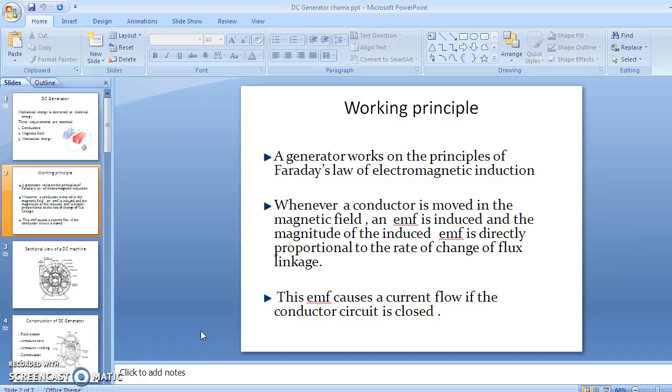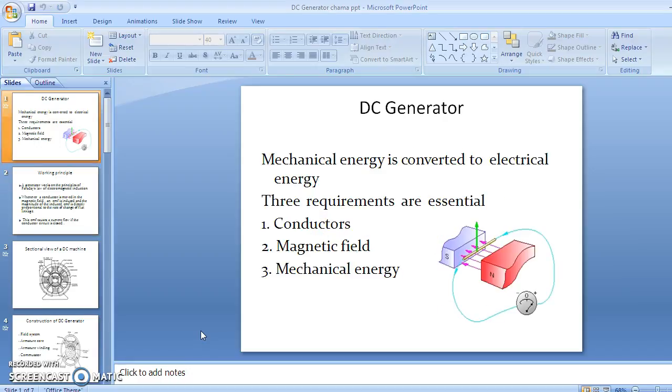This law states that whenever a conductor is moved in a magnetic field, an EMF is induced, and the magnitude of this induced EMF is directly proportional to the rate of change of flux linkage. And if the conductor circuit is closed, this EMF can cause a current to flow. That you can see in this diagram.